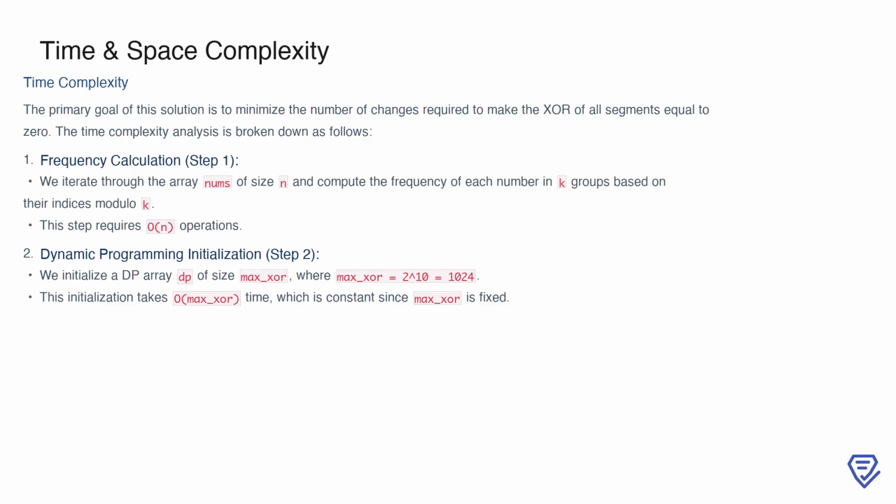This ensures that we can group numbers effectively for further computation. Since we are iterating through the array of size n once, this step takes O(n) time. Next, we initialize a dynamic programming array, dp, which has a size equal to max_XOR, where max_XOR is fixed at 1024 because we are working with XOR values that can range from 0 to 2 to the power of 10. This initialization is independent of the input size, so it takes constant time, making it O(max_XOR). Together, these two steps set the foundation for the overall time complexity of the algorithm.